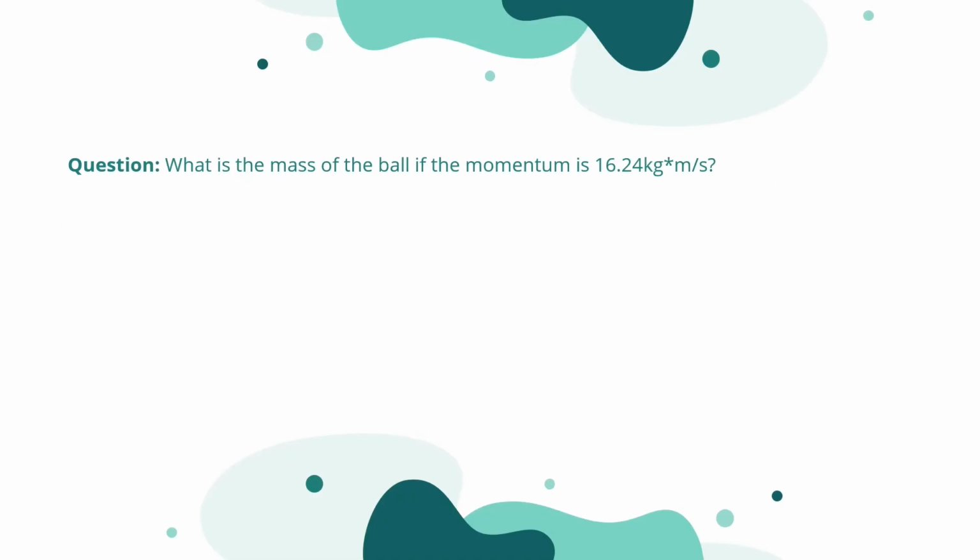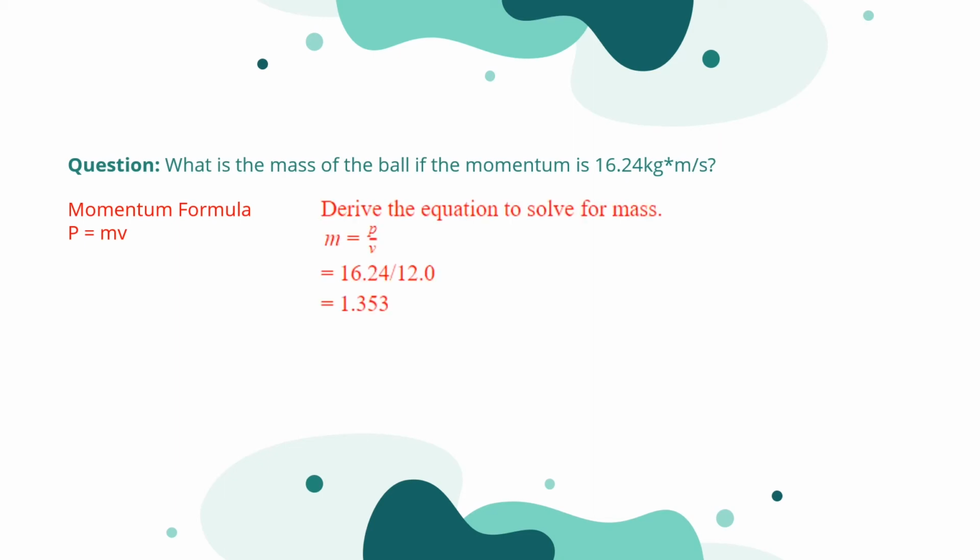Next, what is the mass of the ball if the momentum is 16.24 kilograms times meters per second? Using the momentum formula, p = mv, we derive the equation to solve for mass, so we get m = p over v. The momentum 16.24 divided by the velocity from the scenario, 12, is equal to 1.353.